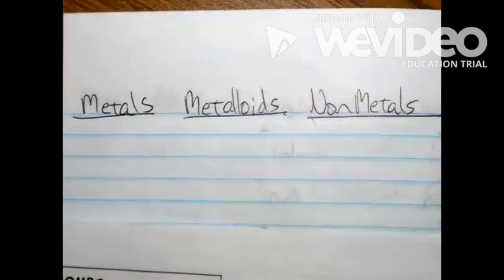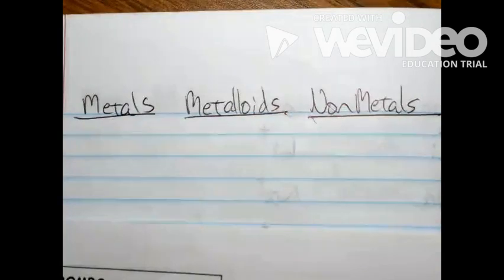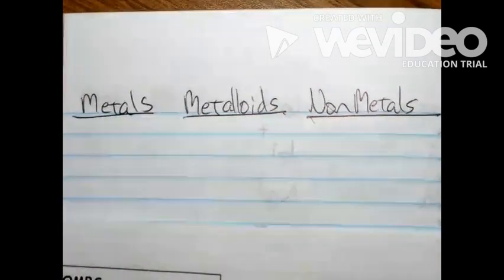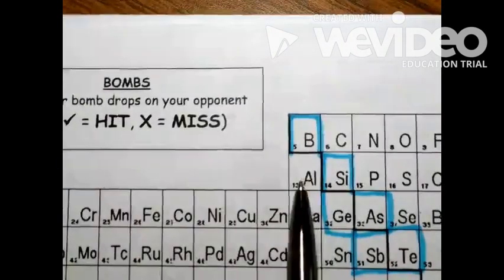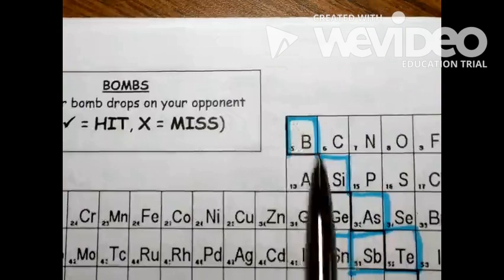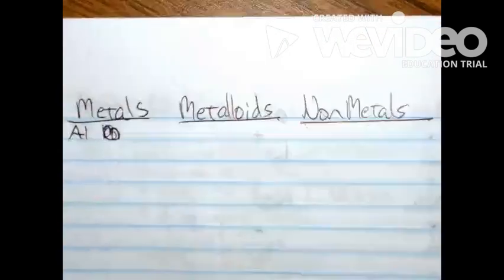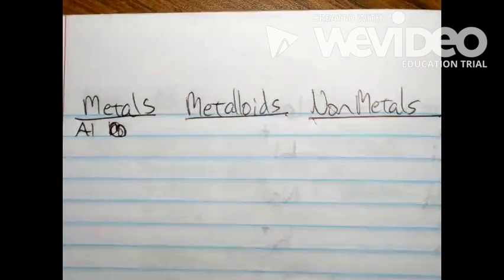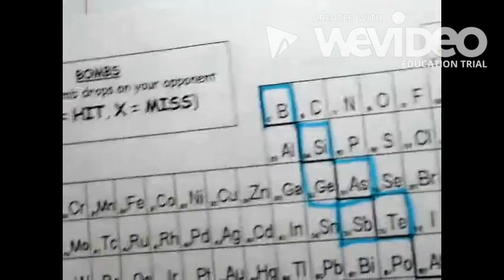Yeah, we're going to organize the elements from the lab by metals, metalloids, non-metals. So first off, look at your data table. What's the first element on the data table? Aluminum. So if you see aluminum here, that's to the left of your metalloids, which makes it a what? Metal. So aluminum's a metal. What's the next element on the data table?